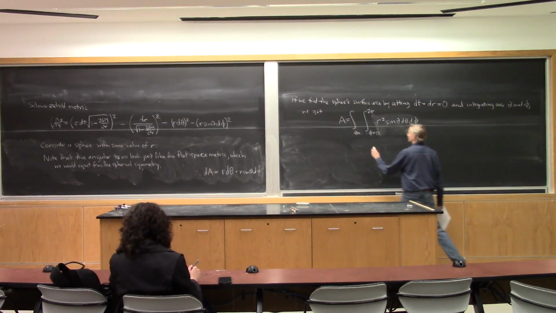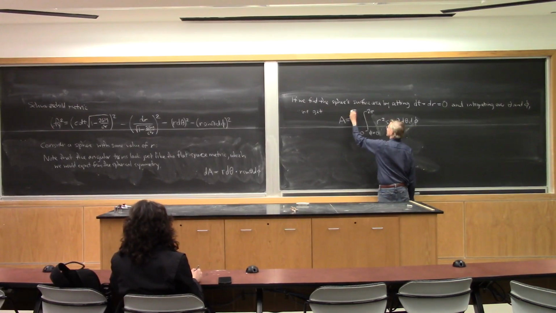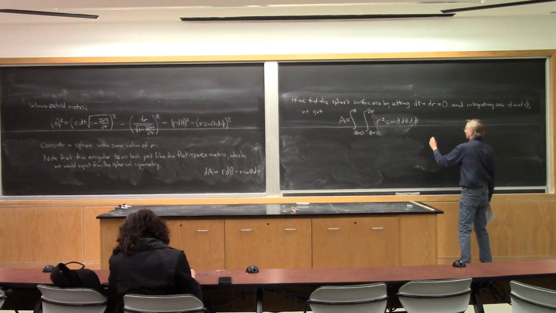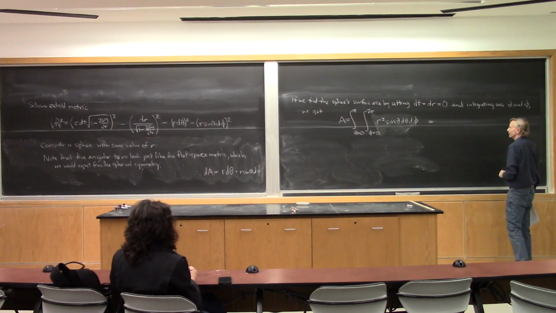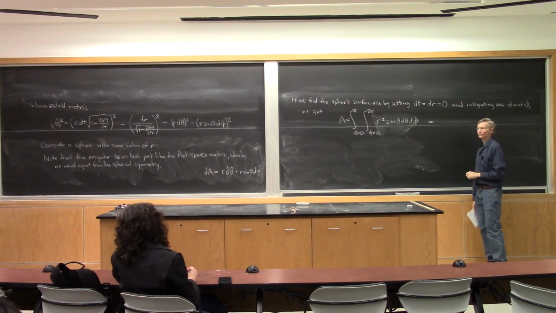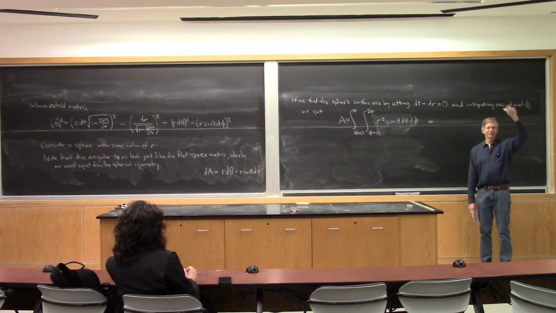Okay. So theta is 0 to pi. Well, we know what this is. What is this integral? If you integrate to find the area of a sphere, what do you get? What's the area of a sphere? Yeah, 4 pi r squared.